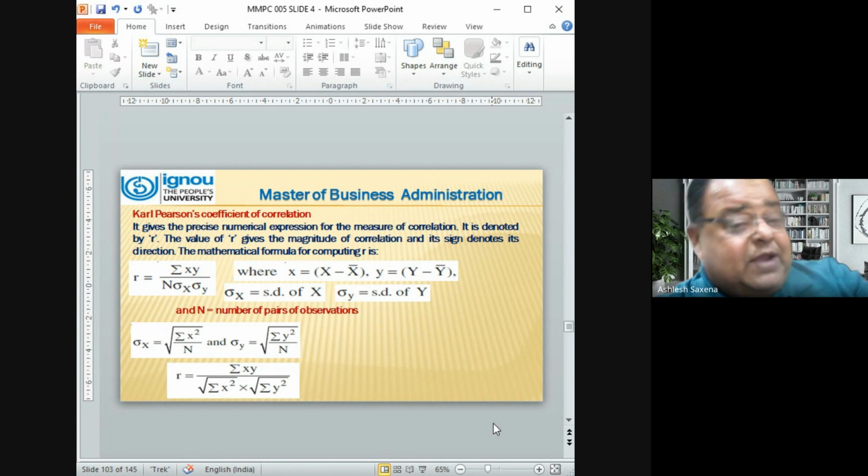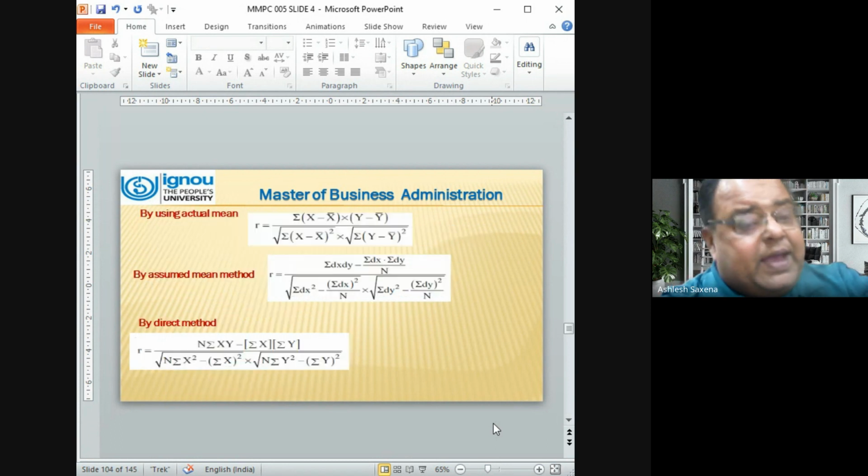Depending upon the calculation you are doing and the problem which is given to you, you have to identify the formula to be used. By any of the methods, your value is not going to change. But you have to keep one thing in mind: what is the nature of the problem given to you? Depending upon the nature of the problem, you have to identify the formula.